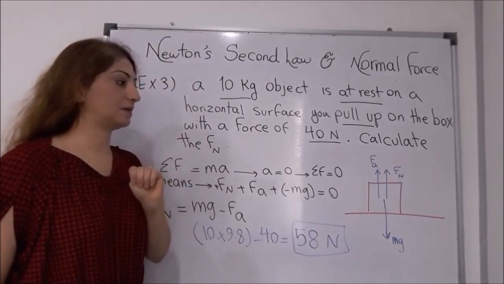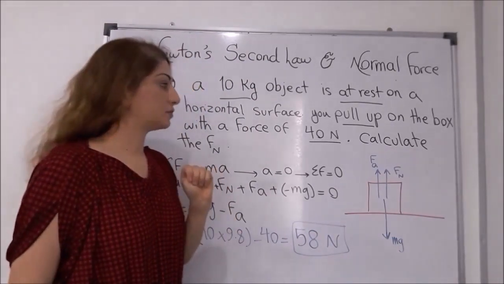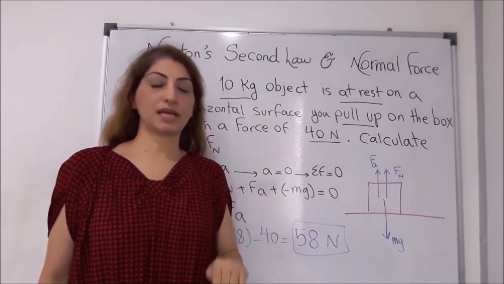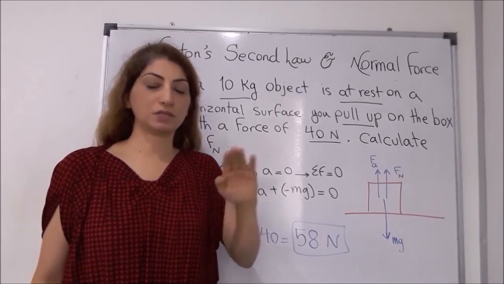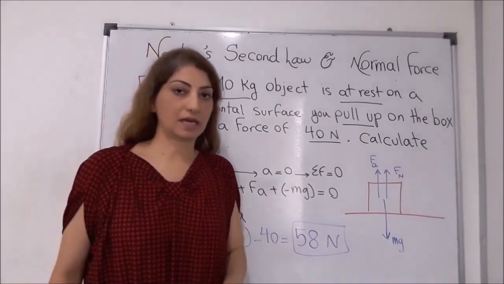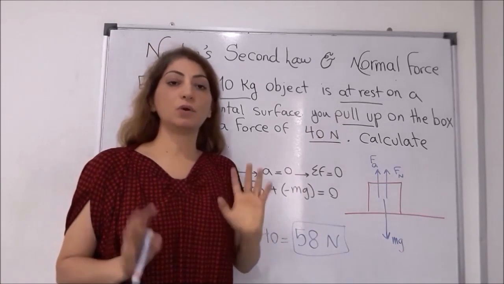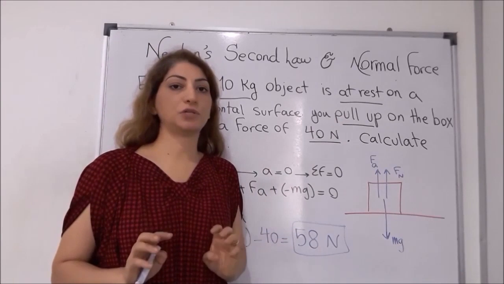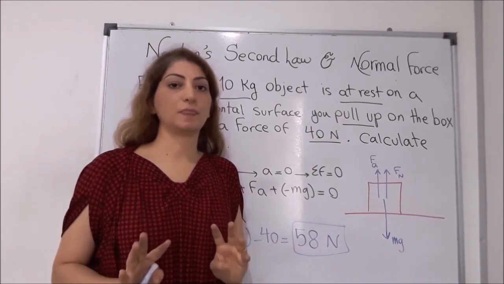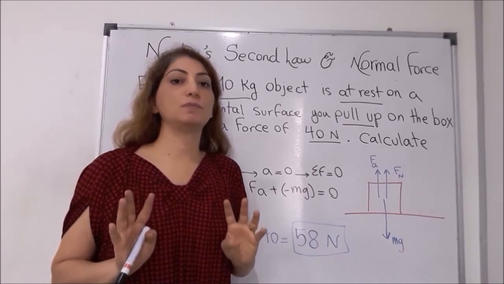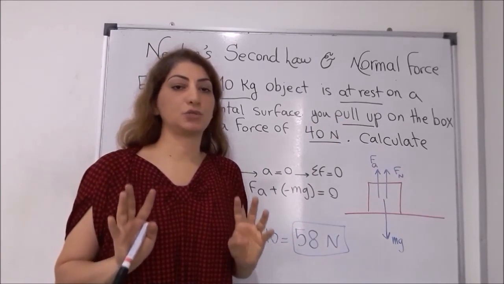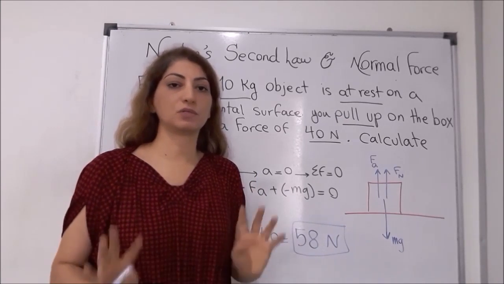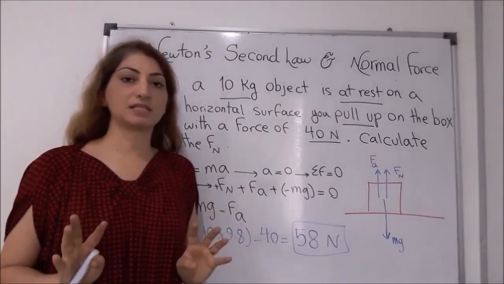In this example, this time we try to pull up on the object. In the previous example, we were pushing down on the object, applying a force downward, but this time we push it up. But what is happening here is we are not moving the object. Still the object is at rest and is not moving. So it means that the forces should be balanced. The sum of the forces should be zero. There is no net force, no resultant force, because the object is at rest.